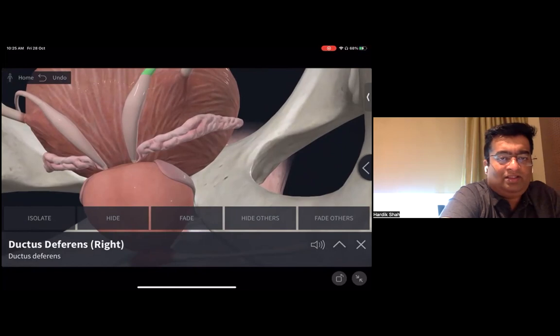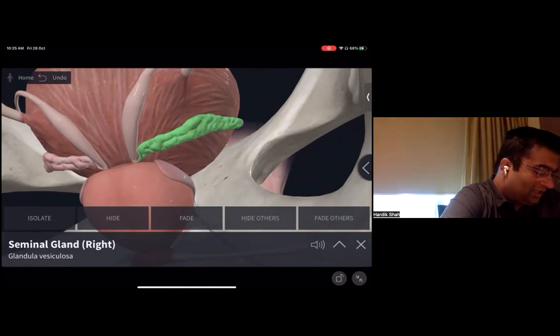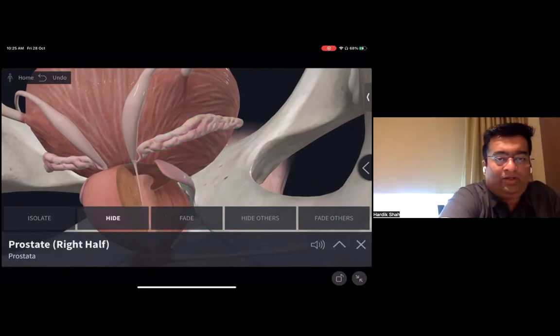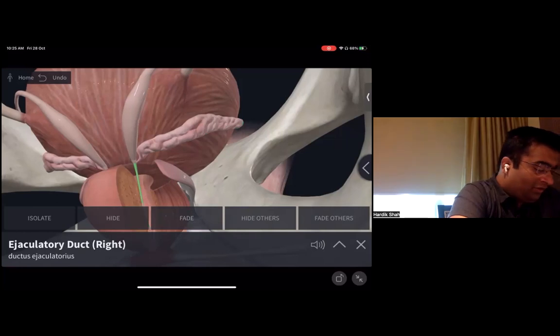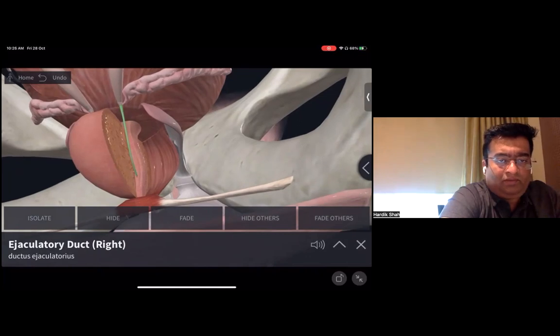You have the duct of this seminal vesicle. So the vas deferens and the duct of the seminal vesicle jointly open into the urethra. I'll just hide this portion here to show you that common opening. So this is the common passage that is formed by the joining of the sperm duct, that is the vas deferens, and the seminal vesicle, which jointly open into the urethra. So this is the urethra here. You can see the urethra on screen now.